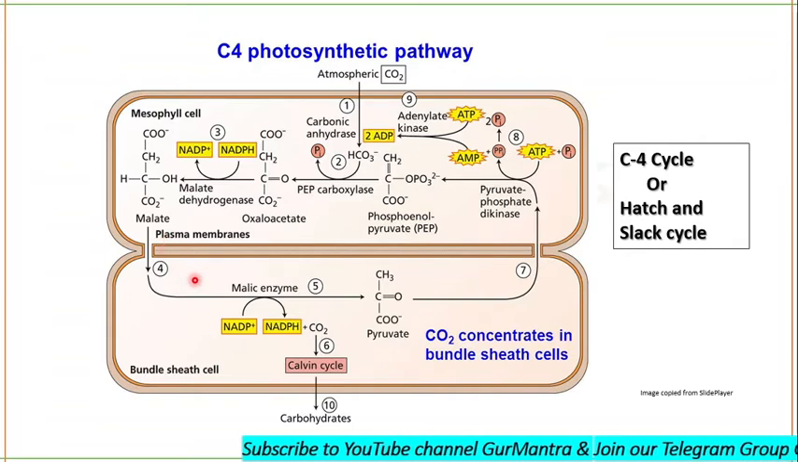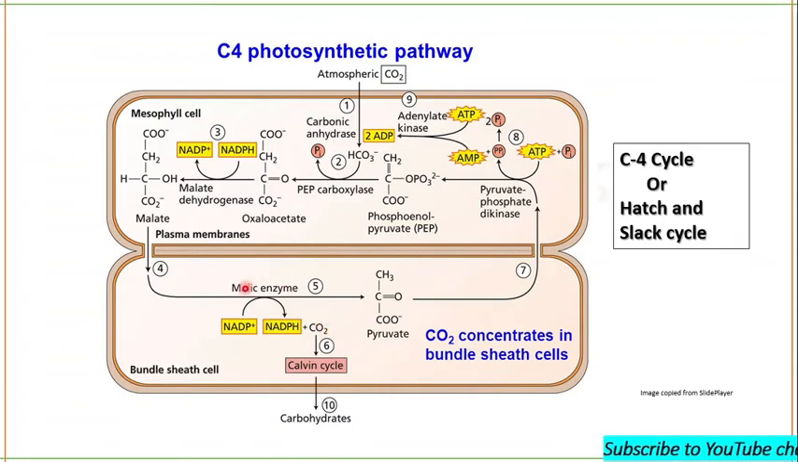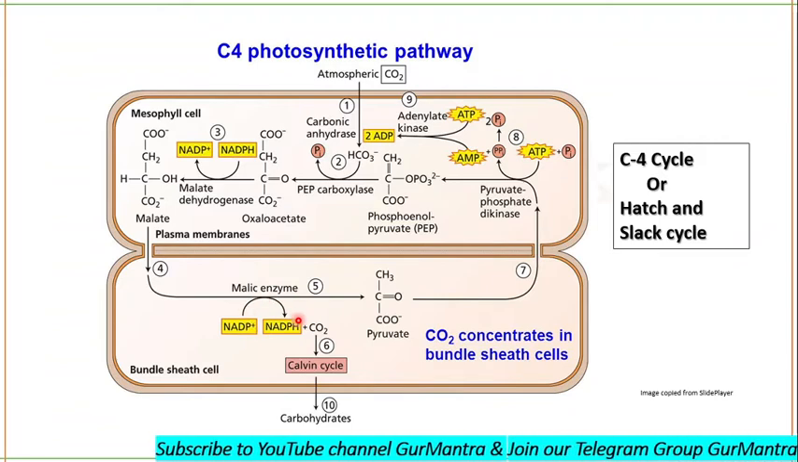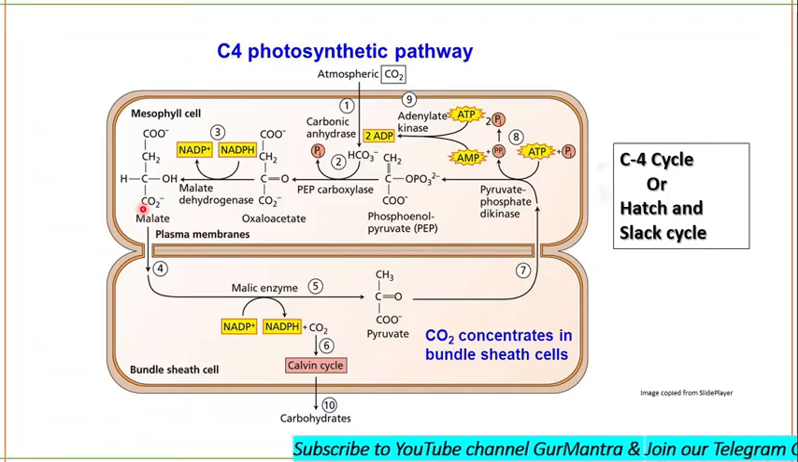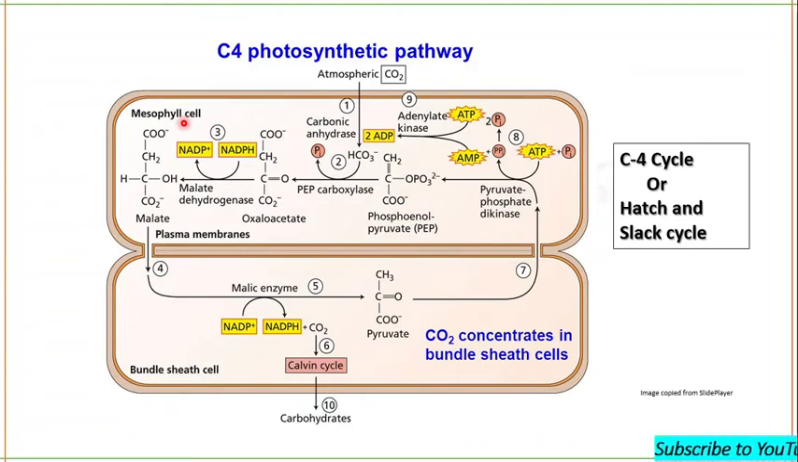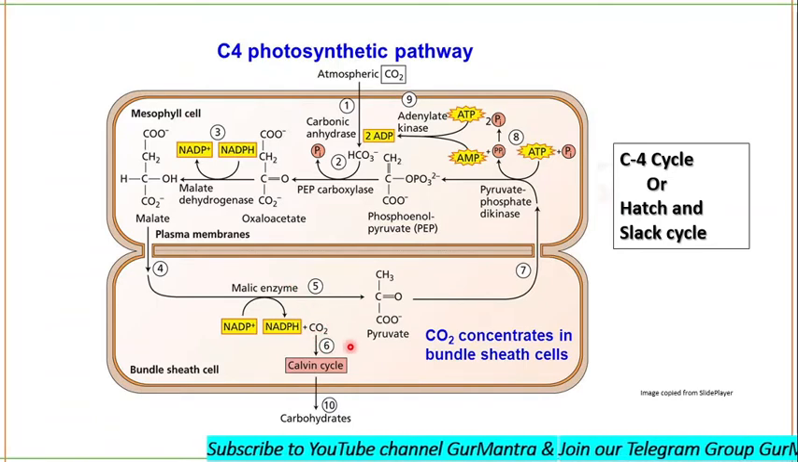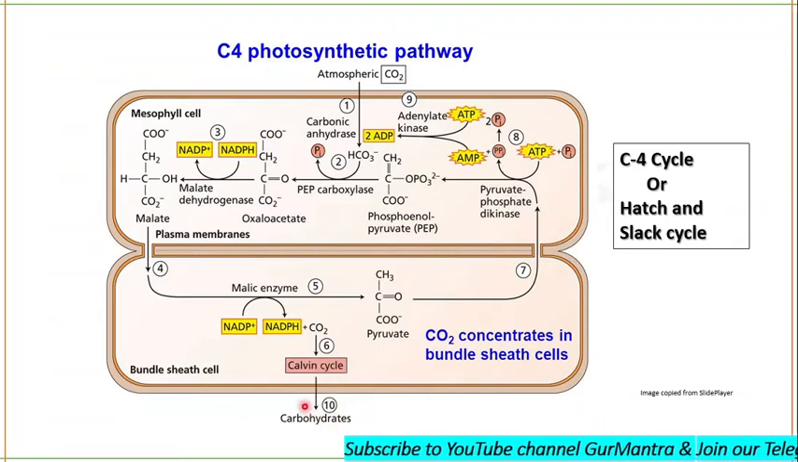The malate that enters the bundle sheath cells undergoes a decarboxylation reaction in the presence of malic enzyme, and then there is formation of NADPH. NADP positive will be converted into NADPH. One is used here, another one is formed here. There will be the release of carbon dioxide also. So this 4 carbon compound will be converted into a 3 carbon compound because 1 carbon dioxide has been released. This carbon dioxide gets concentrated in the bundle sheath cell and is used in the Calvin cycle, and that Calvin cycle will lead to the formation of carbohydrates.